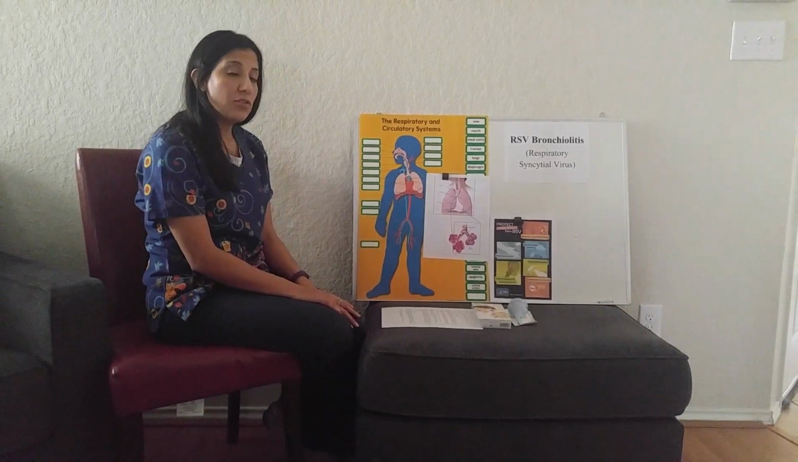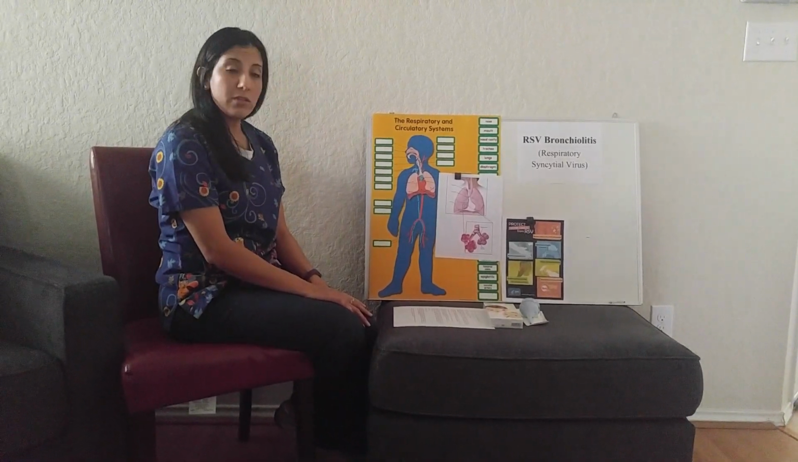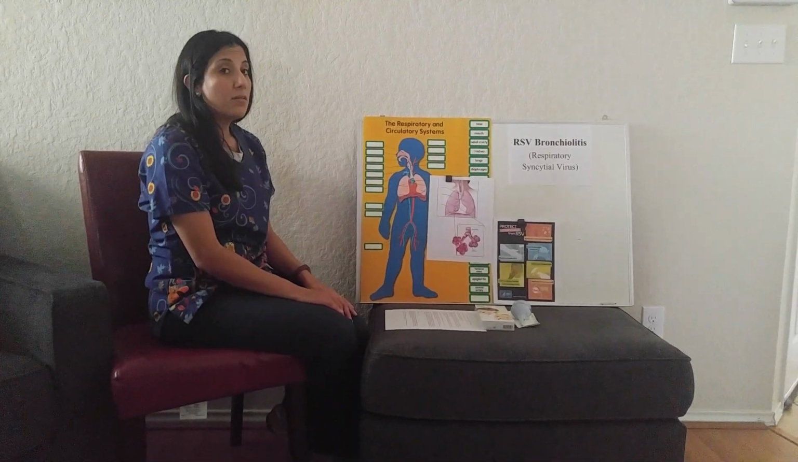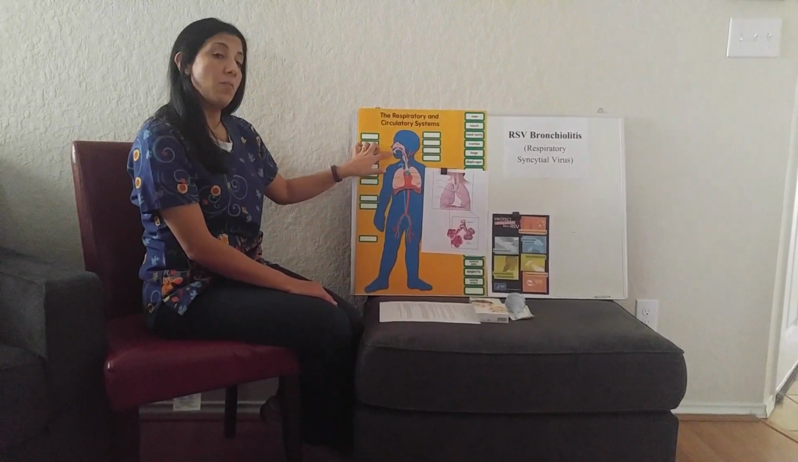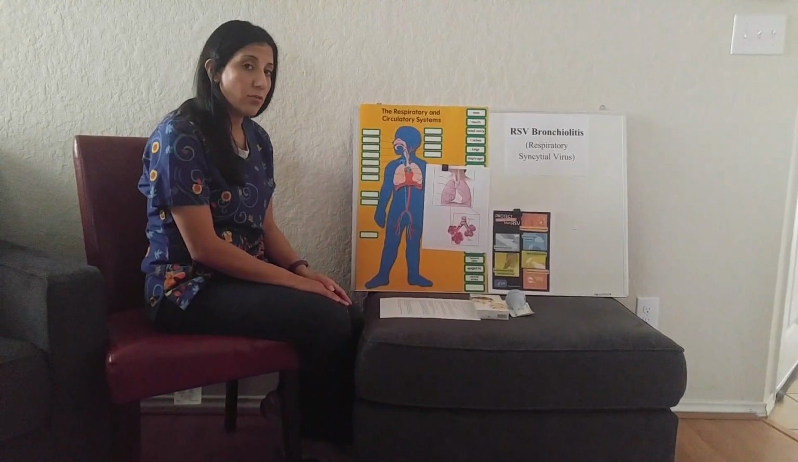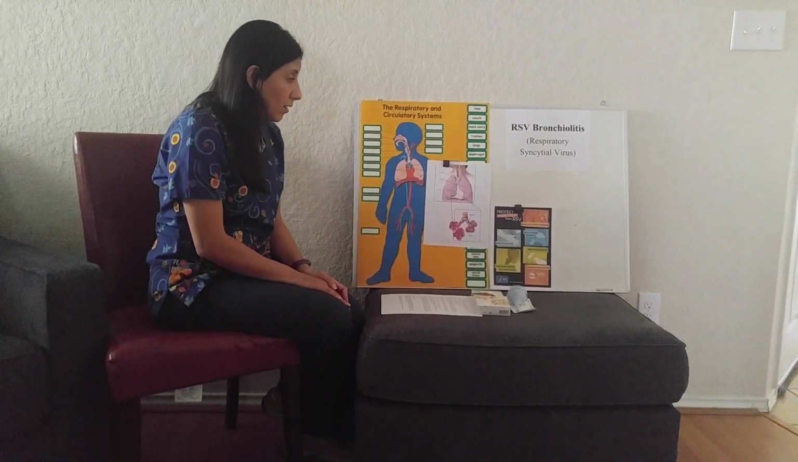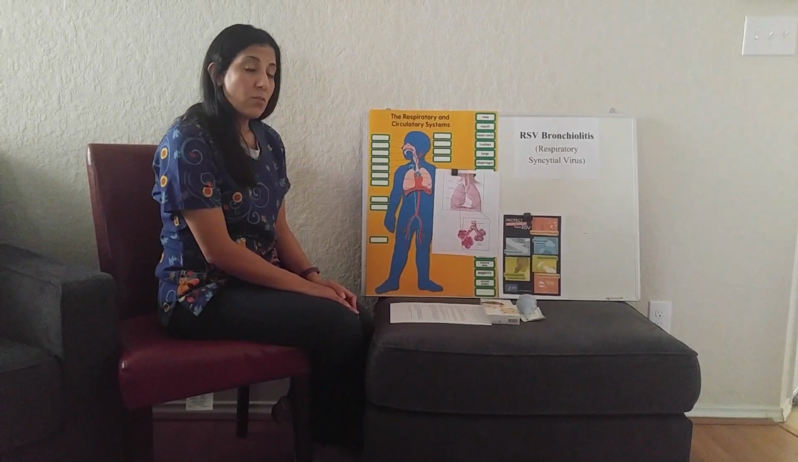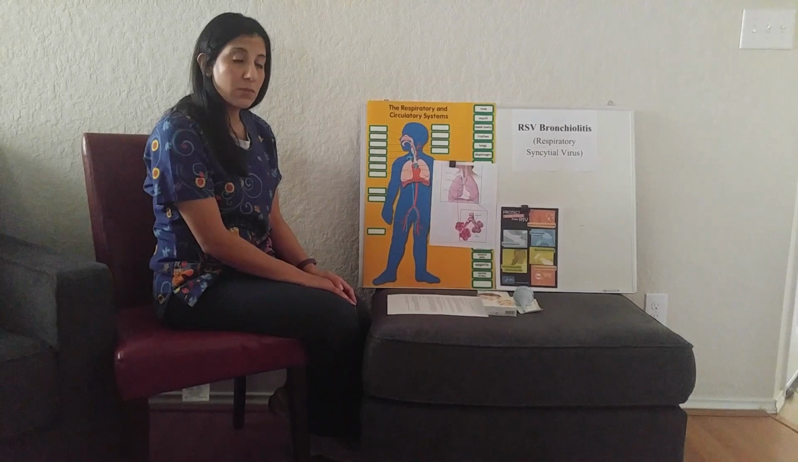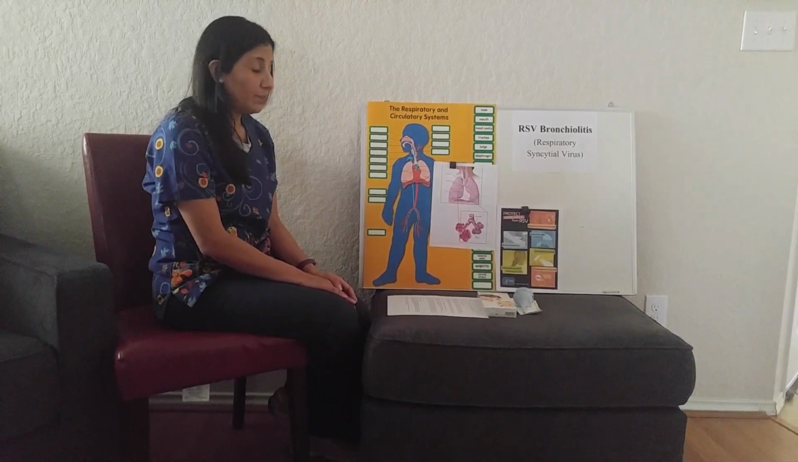So how is RSV transmitted? Well, RSV is transmitted through respiratory droplets that can go through your nose, your mouth, even your eyes, and then continue to spread through your respiratory tract. Usually when someone's been exposed to RSV bronchiolitis, they'll start to develop symptoms about 5 days later.